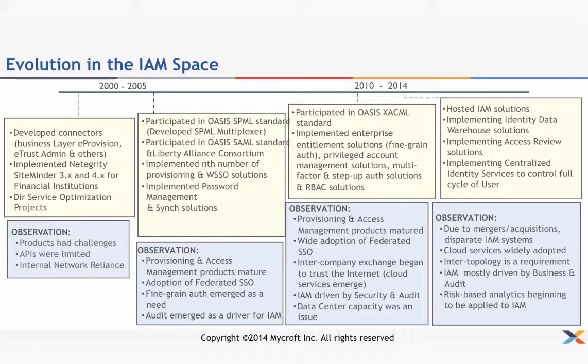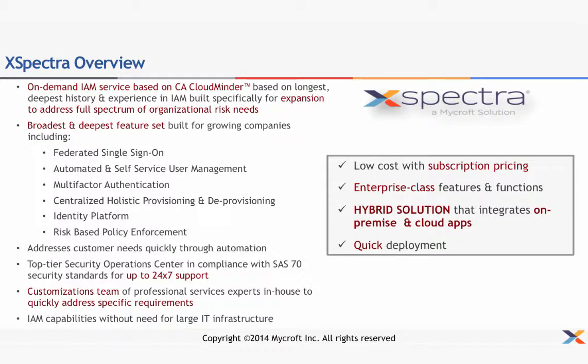So that brings us to what Mycroft as a company has come up with in the way of IDaaS, or IAM as a service, and that is what we call XSpectra. And we believe that XSpectra addresses many of the areas that Garrett has mentioned, as well as what we have observed as a company over the last 14 years.